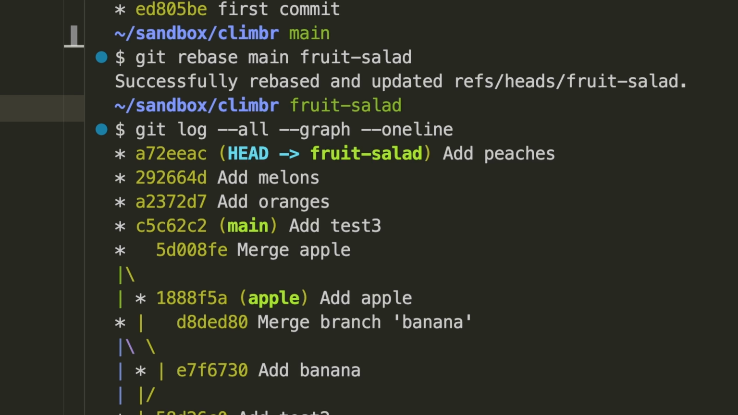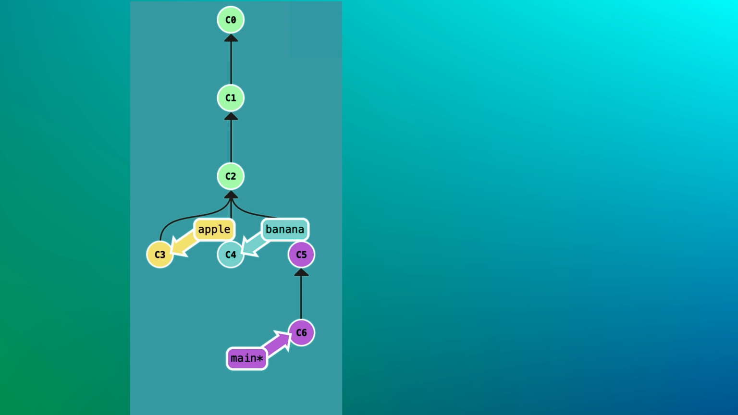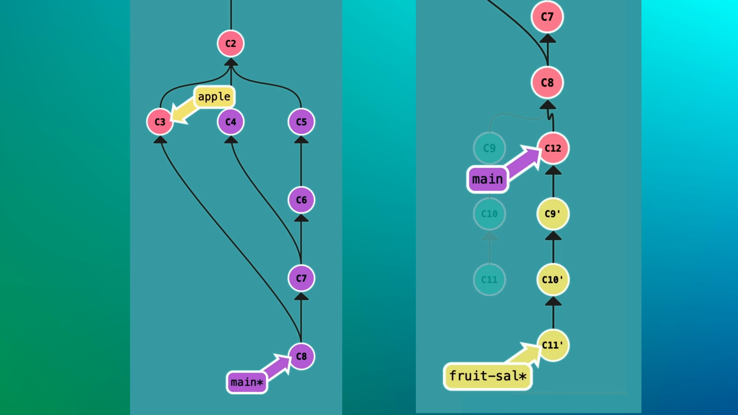Now look at the log. The entire fruit salad branch moved on top of main without a merge commit. Each project usually chooses whether they follow the merge or the rebase strategy, and neither is wrong or right. It depends on the project, and frankly, it's a matter of personal preference.